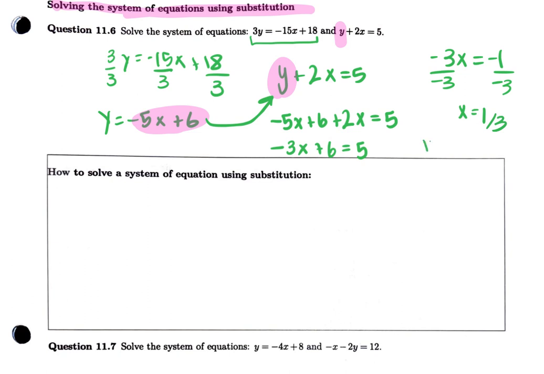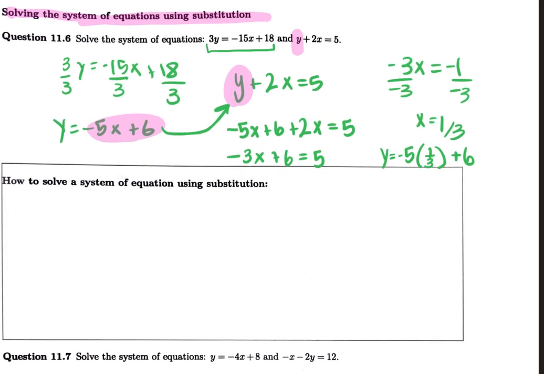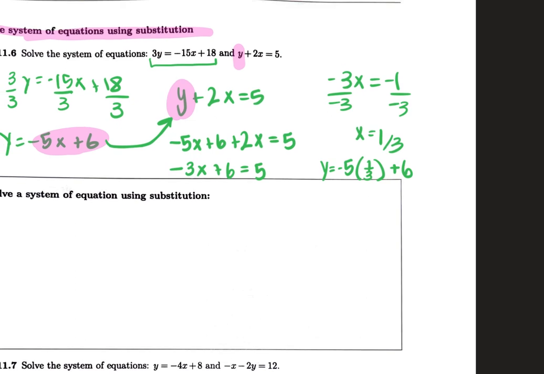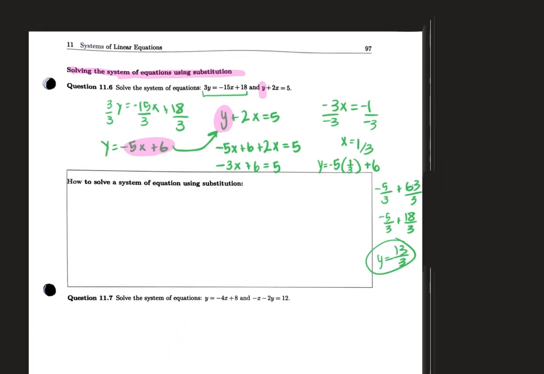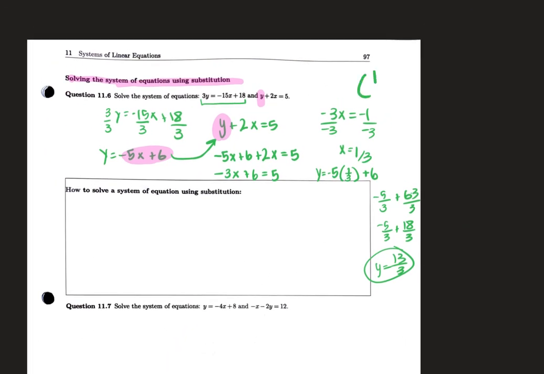So I go back over to what y equals, and I know that x is 1/3, so I just replace that out. So we get -5 times 1/3 plus 6 is equal to, let's see, that's -5/3 plus 6, which is 18/3. So -5/3 plus 18/3 is 13/3. So that's our y value. So our solution to this entire system of equations is the point x is 1/3, y is 13/3.